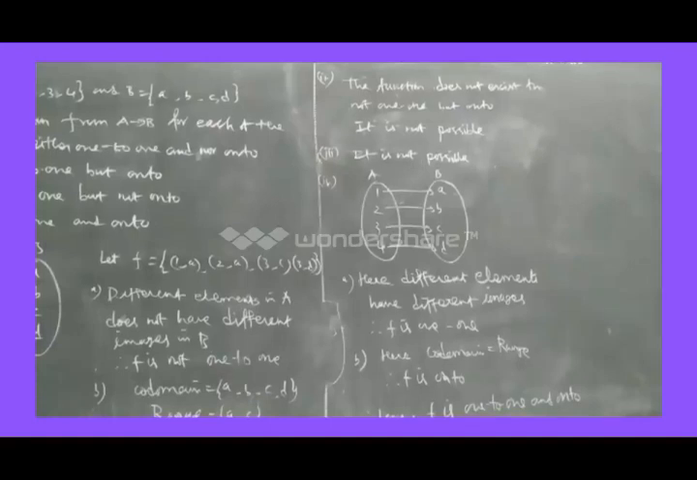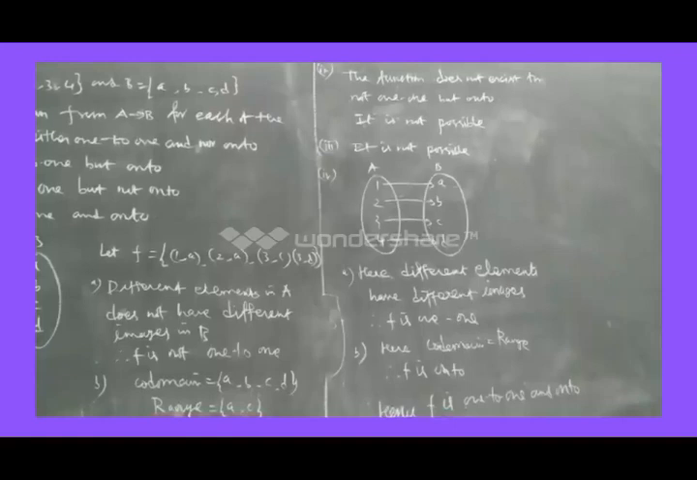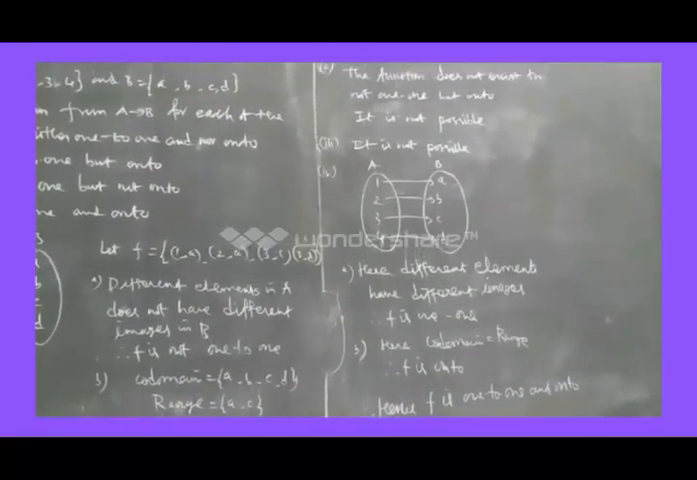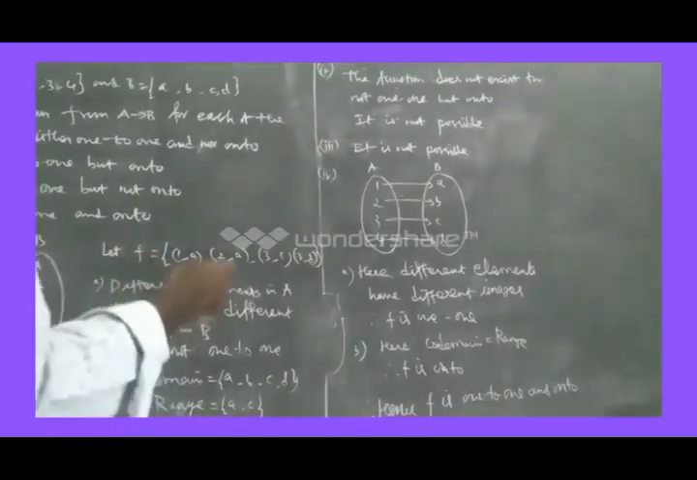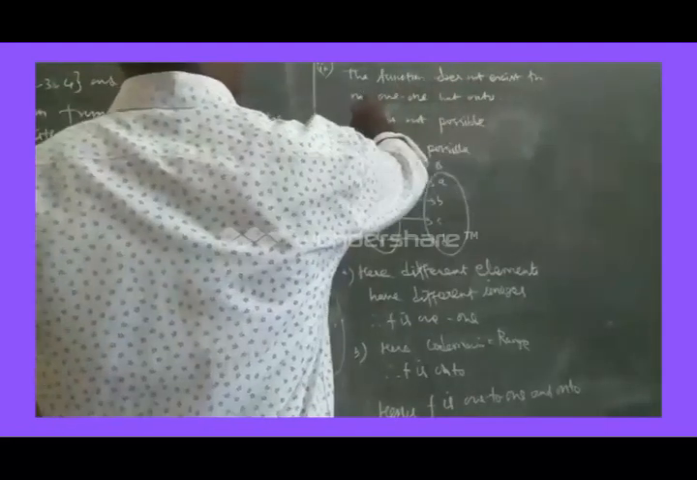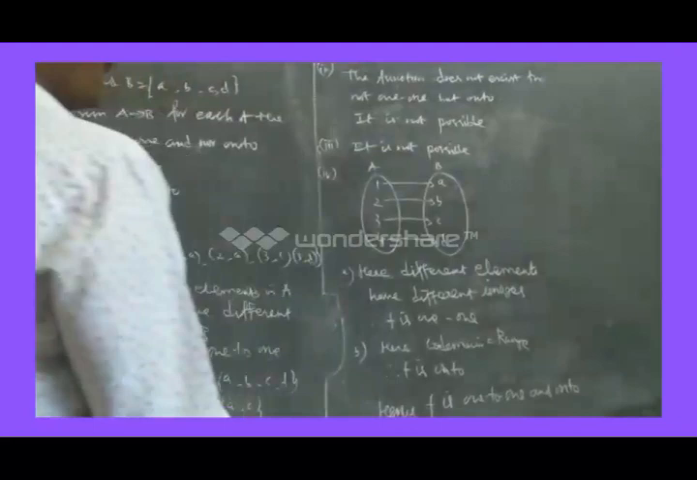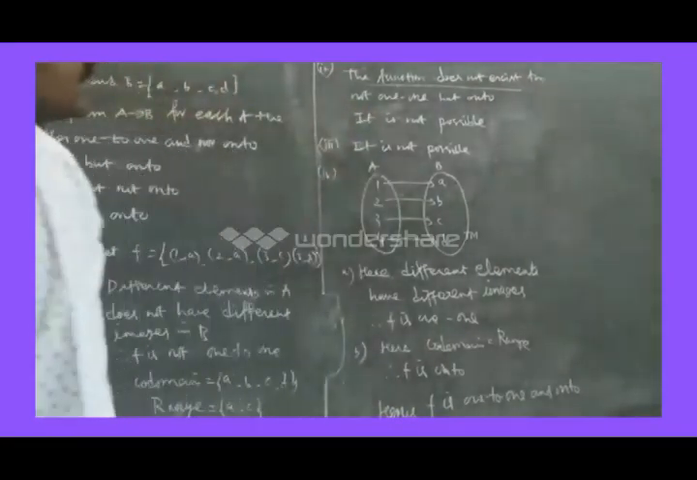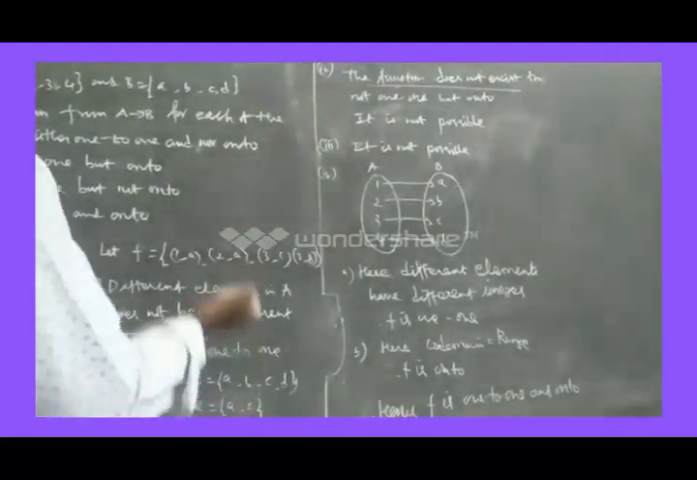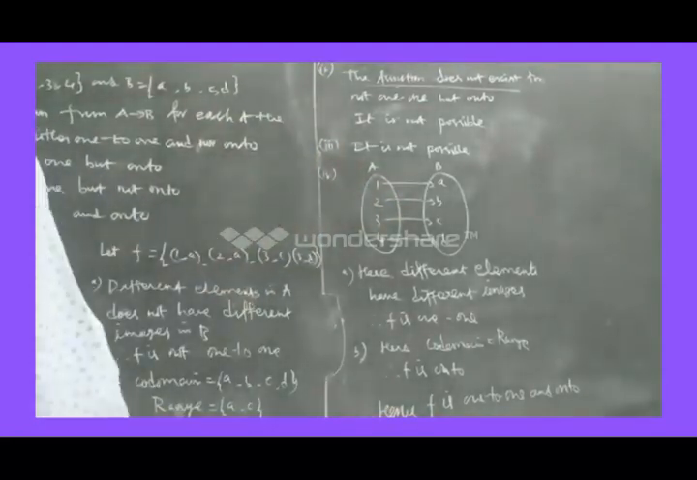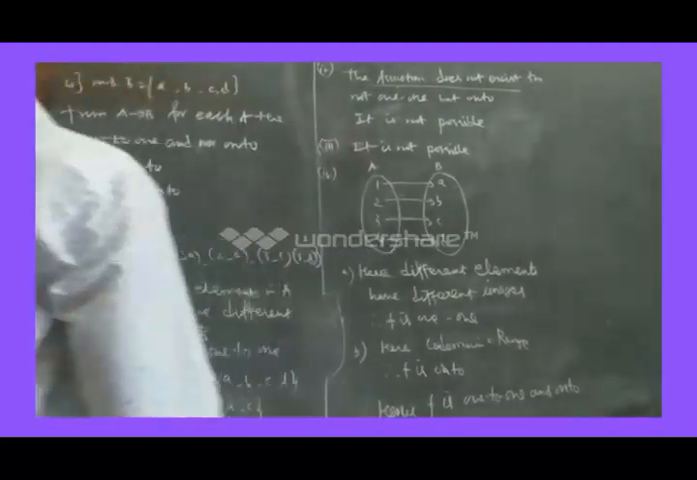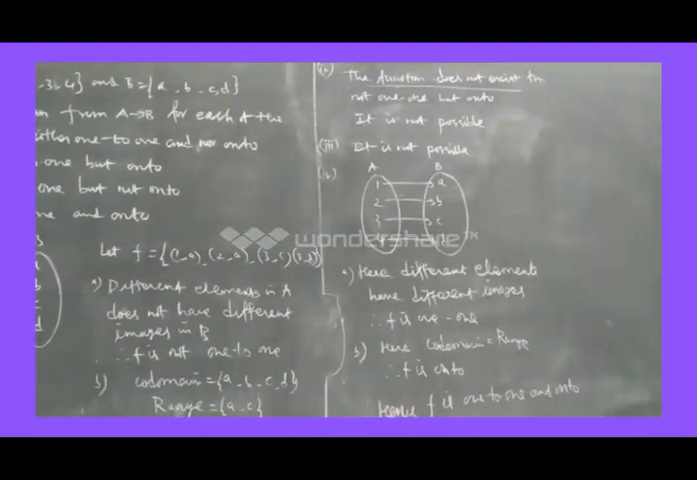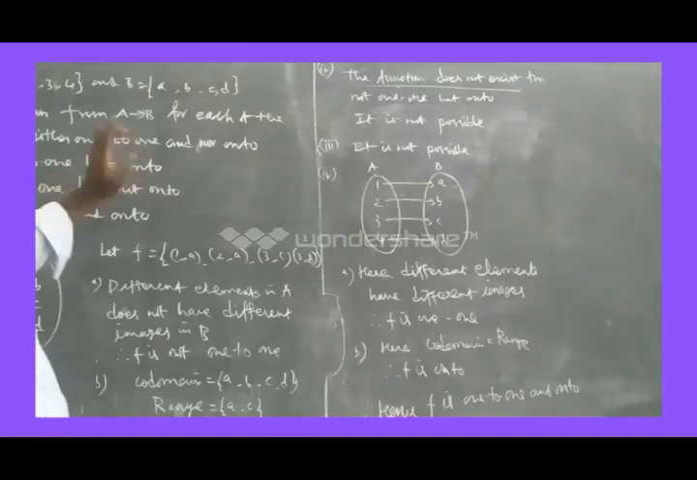Second one. The function does not exist for not one-to-one but onto. So, the function is not possible. This function is not possible. The function does not exist.